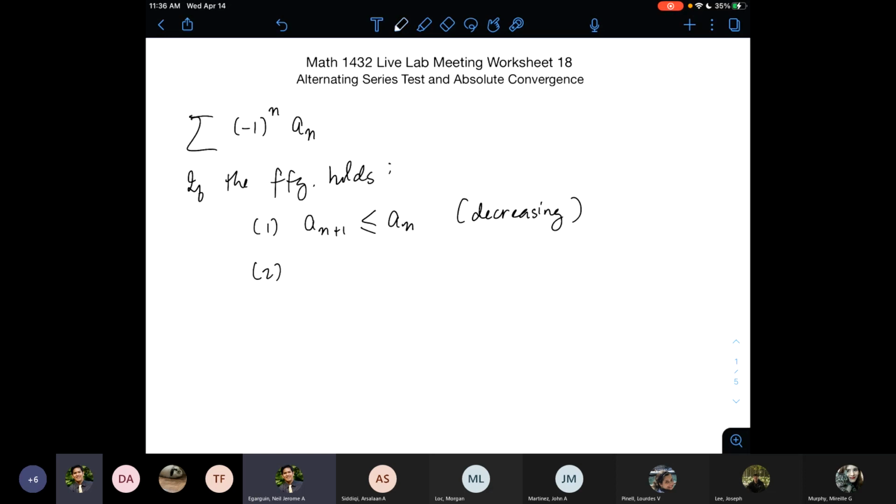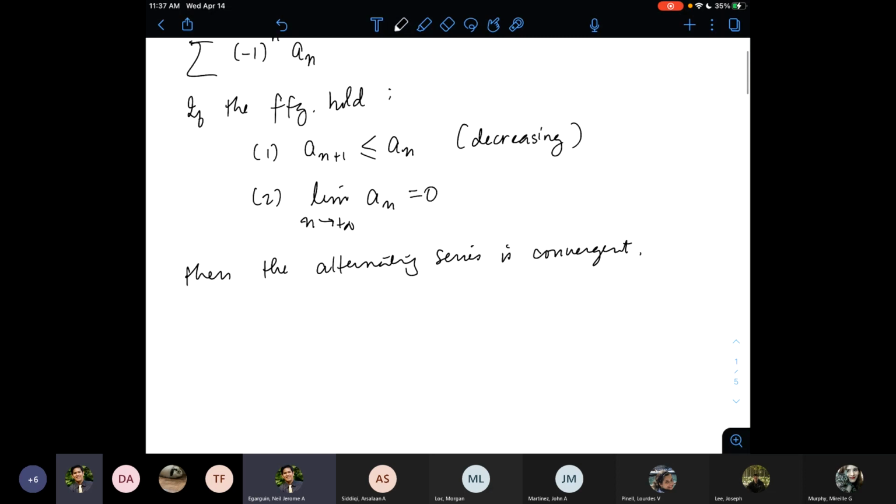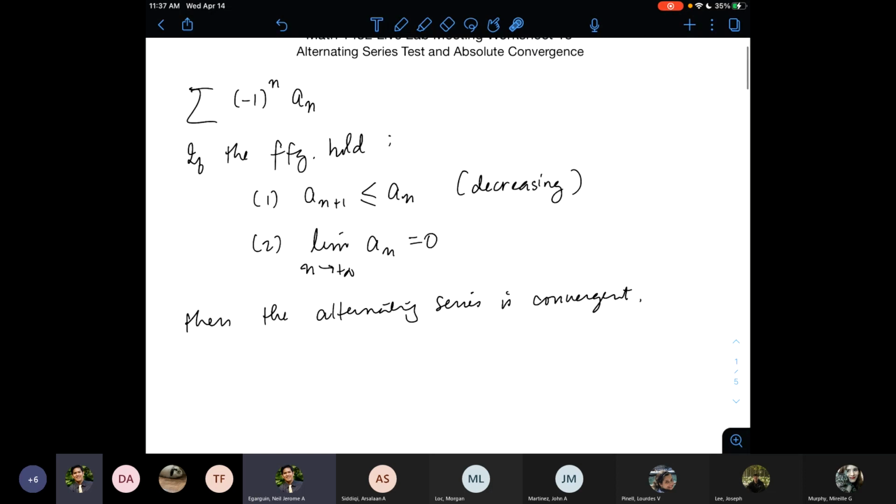And then, okay, I don't think an s should be there. The next thing is you take the limit of a sub n as n approaches infinity, and if this is equal to 0, then the alternating series is convergent. Right. Now, this is important. You need to show that these two things are satisfied to conclude that the given series is convergent.